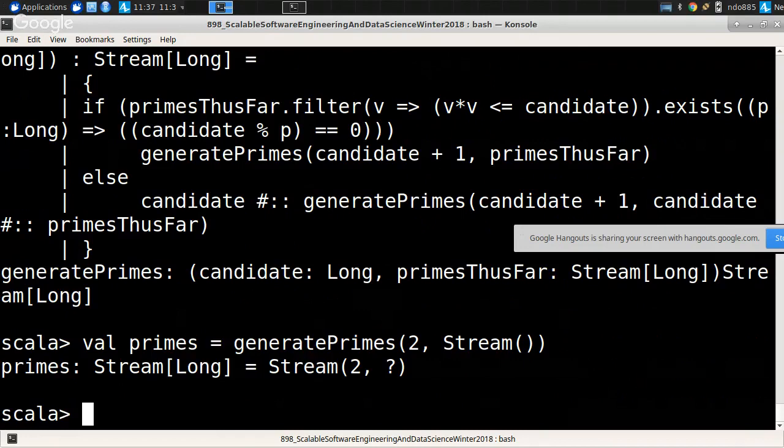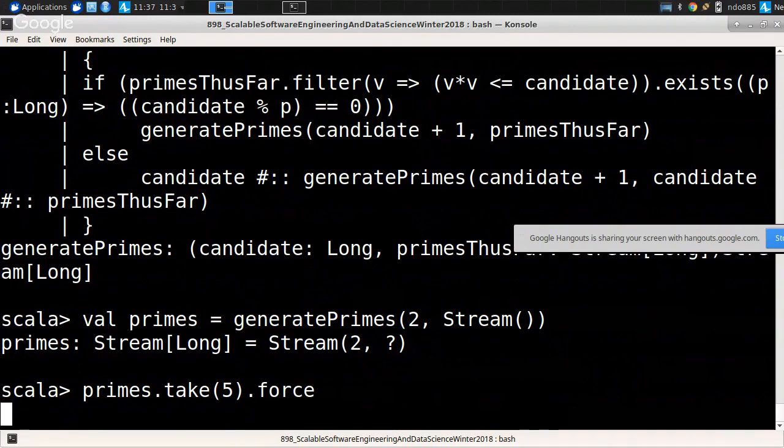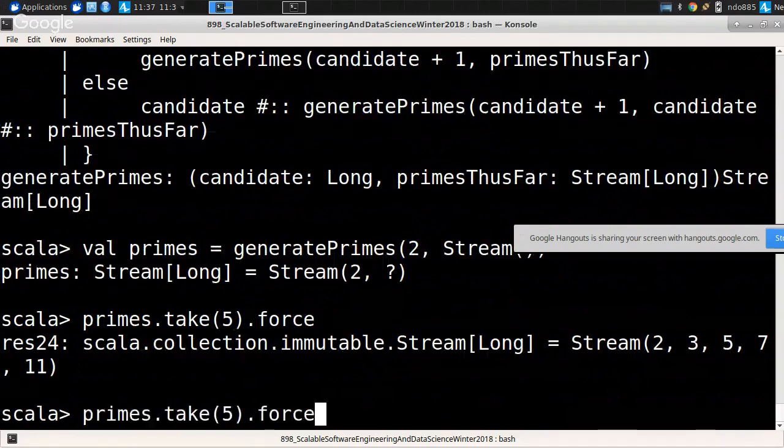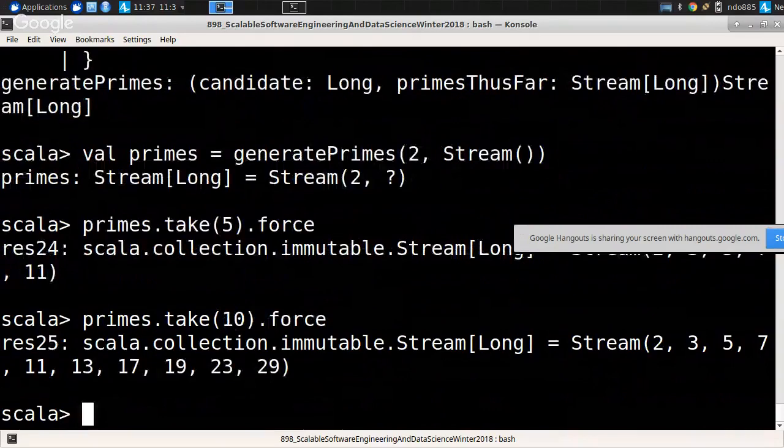Here we go. Primes. Are we ready to see these? Okay. Take the first 5. When you're dealing with streams, treat them with respect. Okay, take 5 and then force them, right? Okay, so far so good. Looks good. Let's take the first 10. Take the first 100.